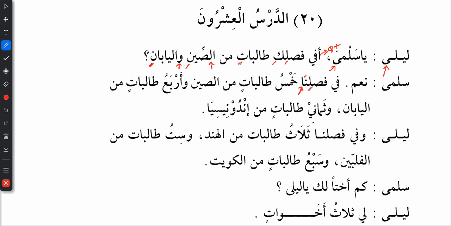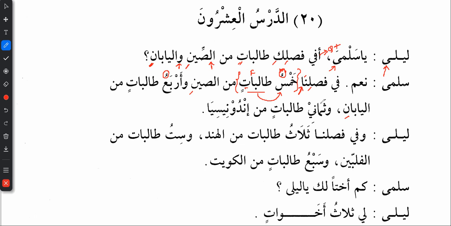In our class, khamsu. Now you can see the structure of the feminine number. How many female students? You check the counted noun first and then you decide the gender of the number. If it is feminine, the gender of the number will be male. Khamsu talibatin min Sin. So from China, how many students are there? 5 students. And arba'u, as you can see, the harakas follow khamsu: arba'u talibatin min al yabani.